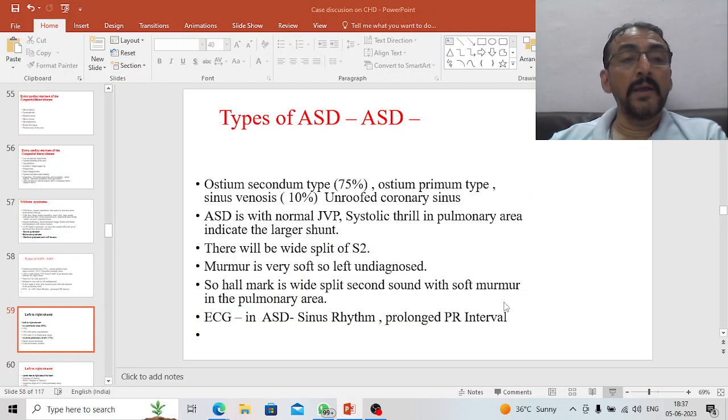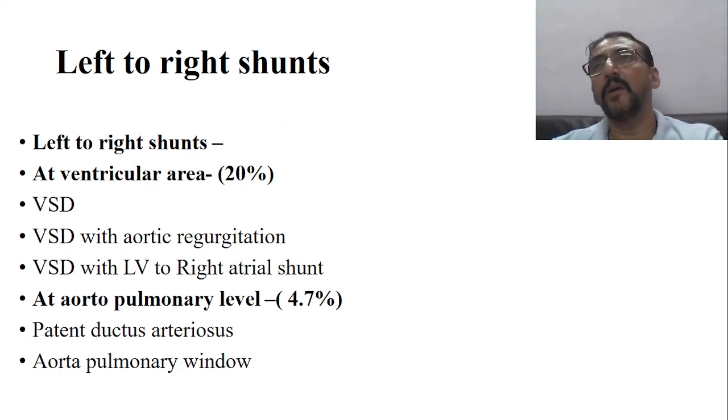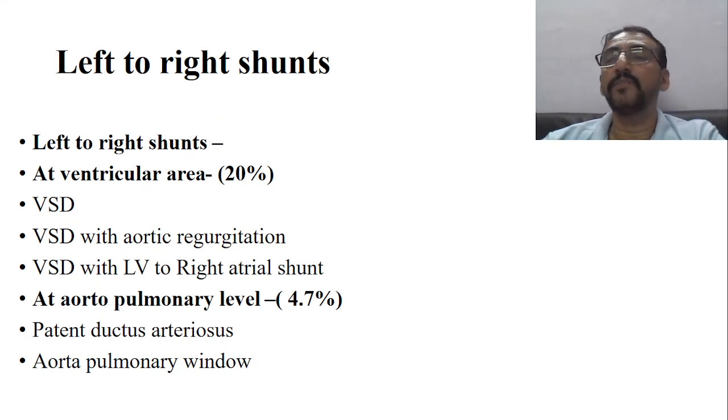Okay, now ASD is over. Now come to the left to right shunt. A lot of matter has already been spoken about this left to right shunt. Now left to right shunt can occur at different sites also. At the ventricular area, that means in the ventricular septum, the shunt can occur. That's about 20% of cases. Okay, 20% of the cases are of this.